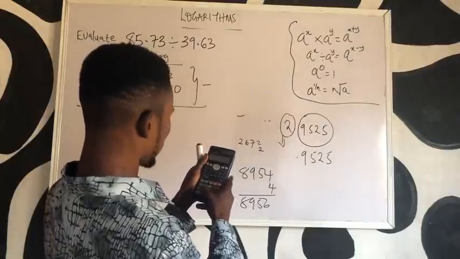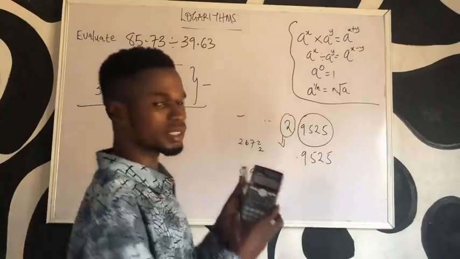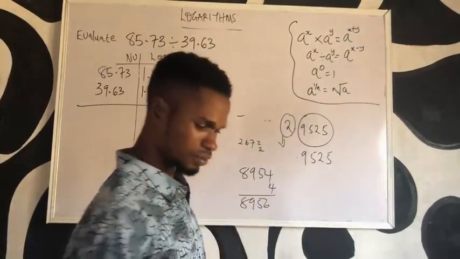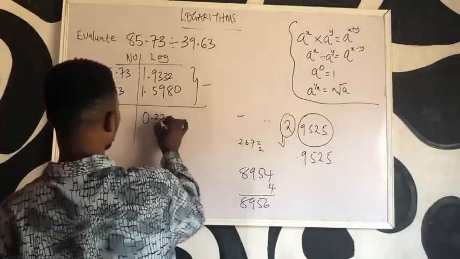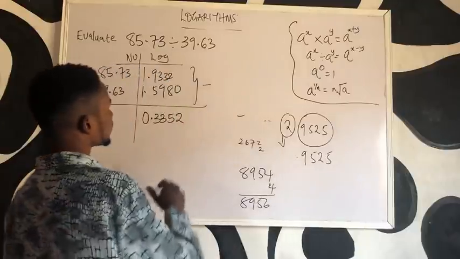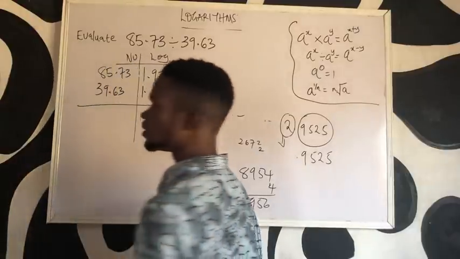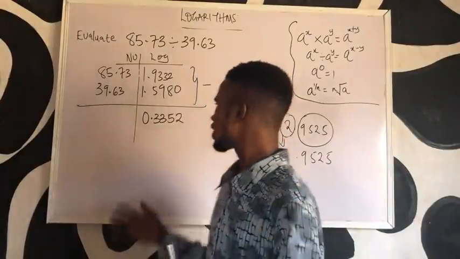1.9332 minus 1.5980. That's 0.3352. Now, the next step, check the antilog of the number. So how do you check the antilog of this?